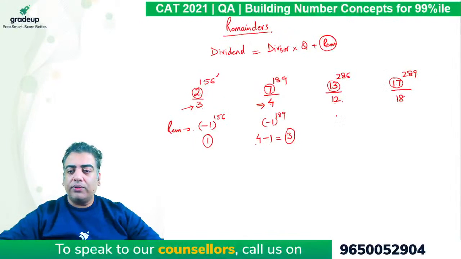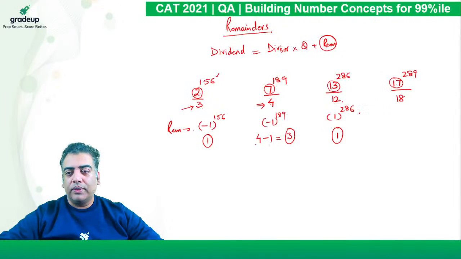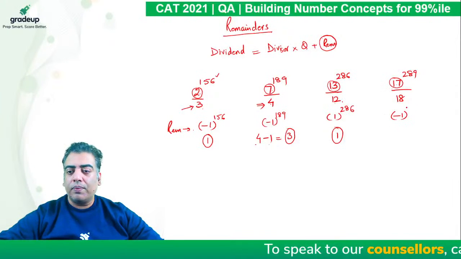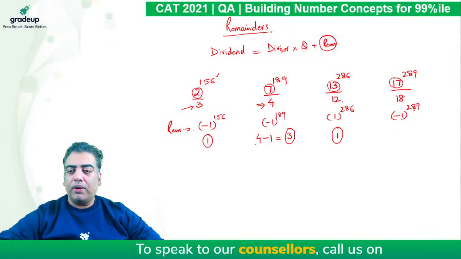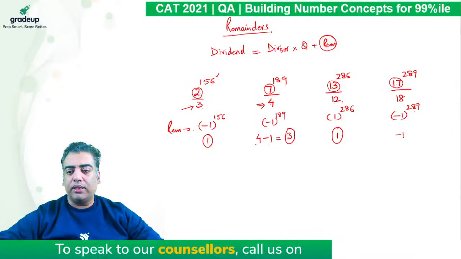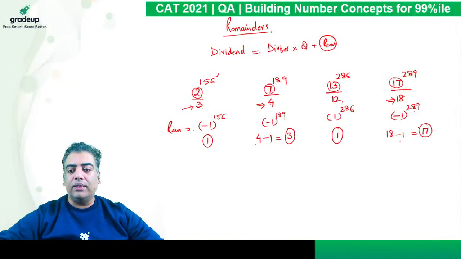13 divided by 12, remainder is 1. Power is 286. So whatever the power of 1 is, result is going to be 1. 17 divided by 18, remainder is minus 1. Power is 289, power being odd, it becomes minus 1. To make remainder positive, add divisor to this. So 18 minus 1, finally a remainder comes out to be 17.